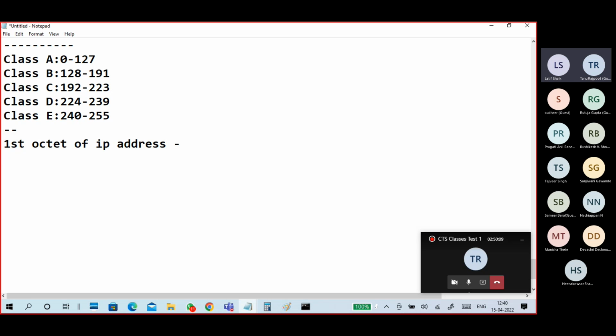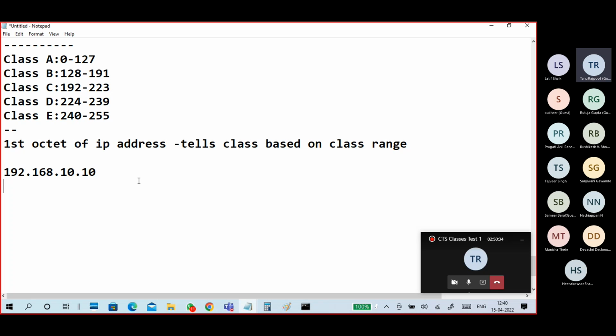The first octet of an IP address tells us the class, based on the class range. For example, I have an IP address. You have to look only at the first octet. The first octet is 192. Where is 192 in this range? Here it is: Class C. It is a Class C IP address.